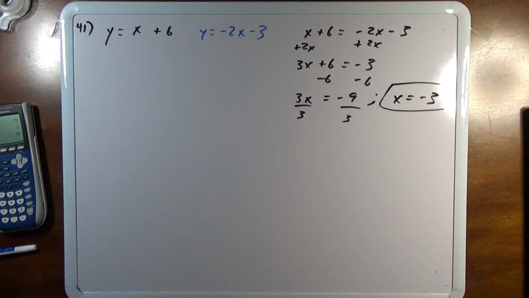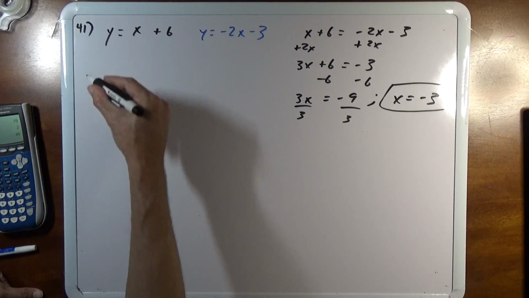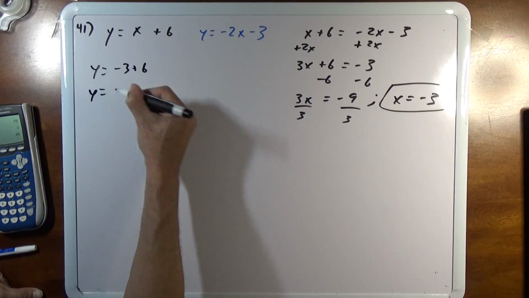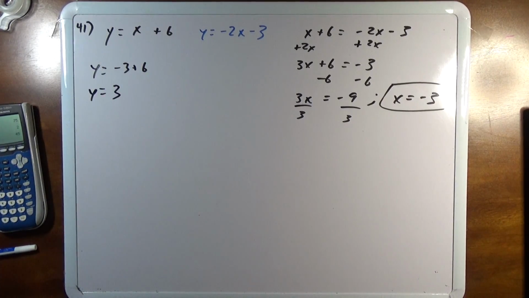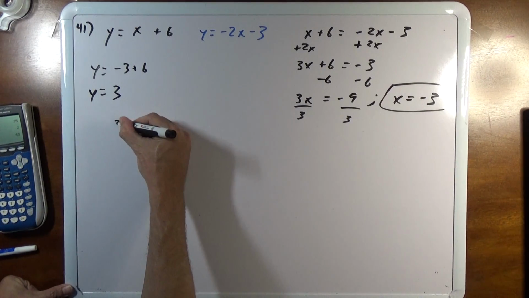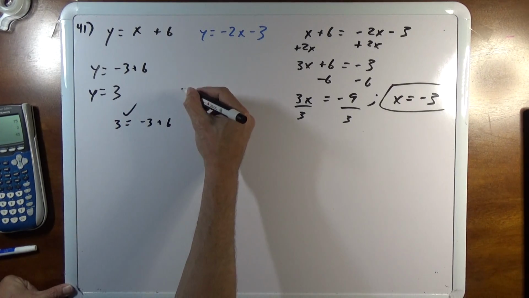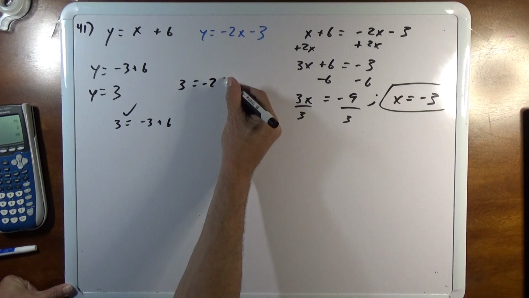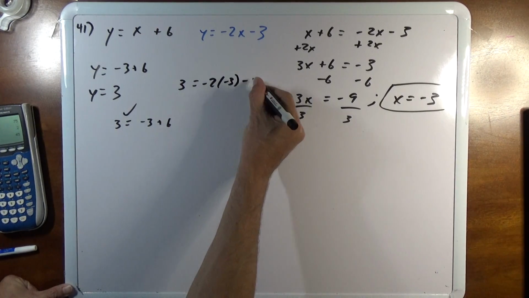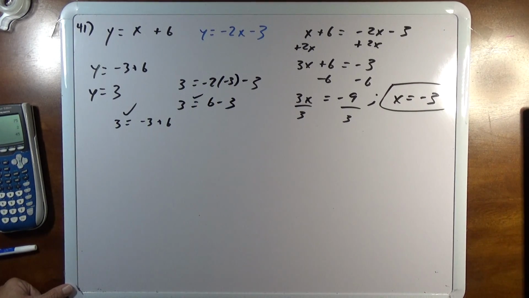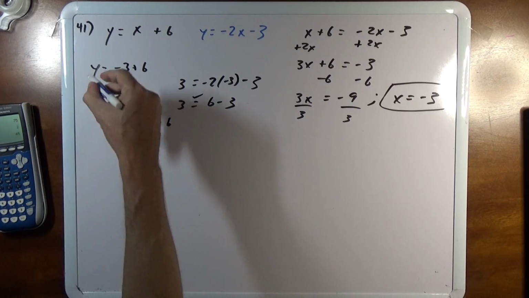We save that, and then put it into either of our original equations to find y. So y is negative 3 plus 6, or 3. Now we're going to check this. Does 3 equal negative 3 plus 6? It does. And does 3 equal negative 2 times negative 3 minus 3? It does.